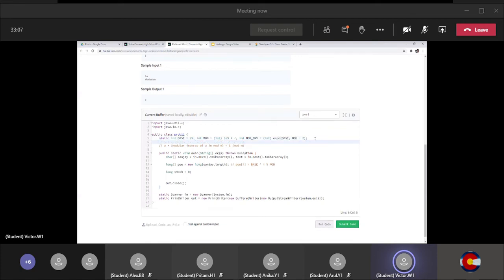To compute this, we're going to use a recursive breaking up of the exponent. So let's say the base is b and the exponent is e.